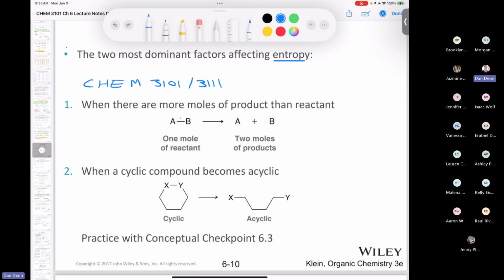And the second thing is if you have a cyclic compound and you break it apart, so that it has more freedom of movement, then that would be an increase in entropy as well. So for both of these systems, delta S would be a positive number. Give me a thumbs up if you're with me on that. 1 becomes 2 or more, that's an increase in entropy. Or if you go from something that's cyclic and bound together tightly, and then it breaks apart to have more freedom of movement, then that would be a positive delta S as well.